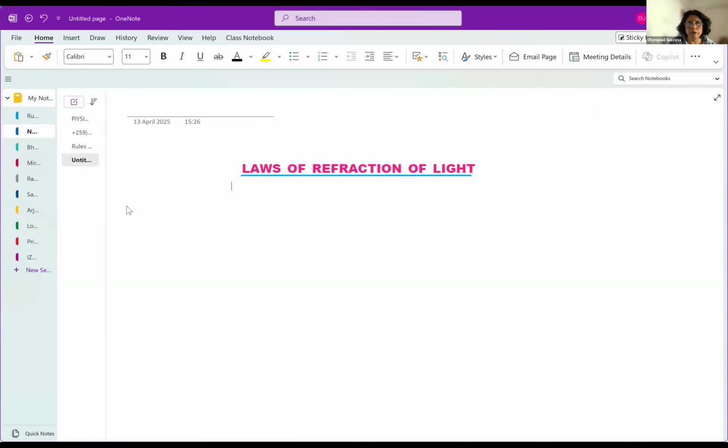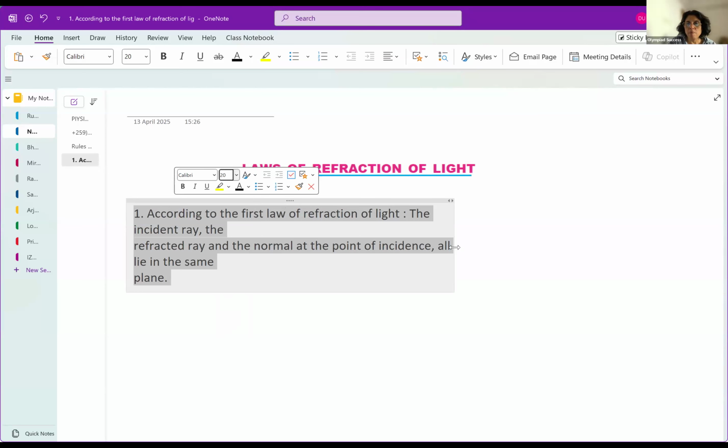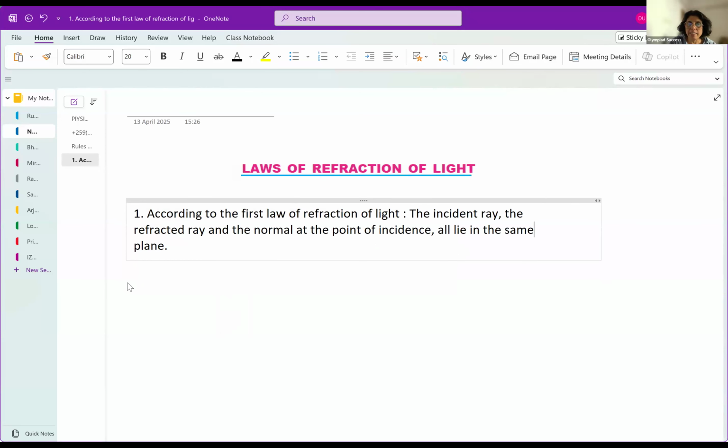Can you see my whiteboard? Yes, ma'am. Okay. So the first law of refraction of light is very simple. It is exactly like the first law of reflection of light. This says that the incident ray, the refracted ray, and the normal lie on the same plane. Same plane means same side.